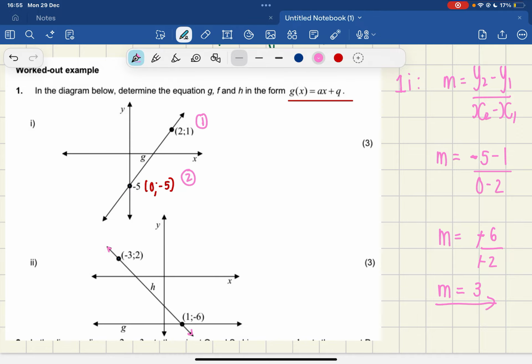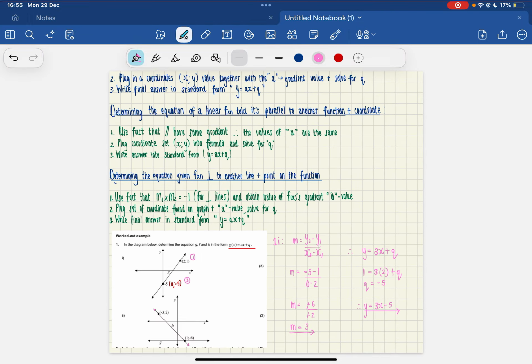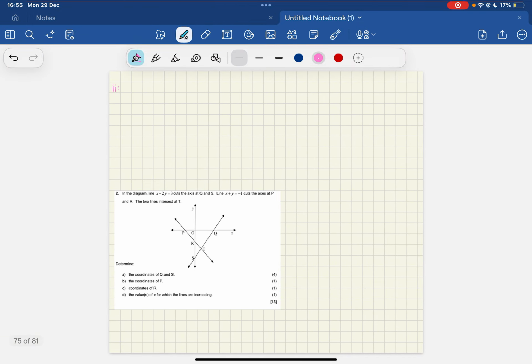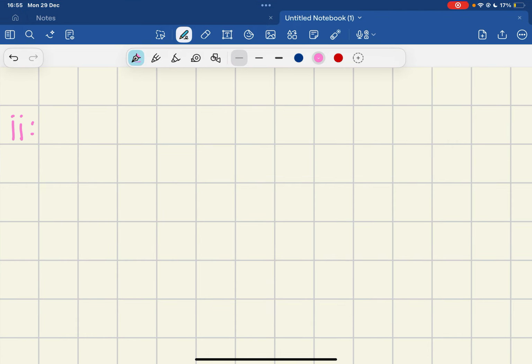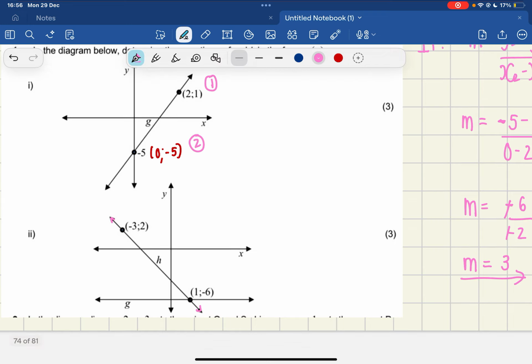Same procedure applies. We'll be looking for what? We will be looking at getting the gradient, plugging in, solving. Okay, let's go at it, boys and girls. So what we'll do is m is equal to y2 minus y1 over x2 minus x1. m is equal to, what is y2?